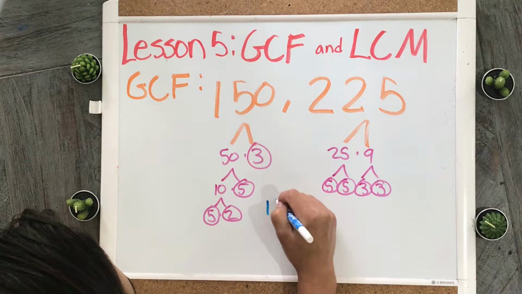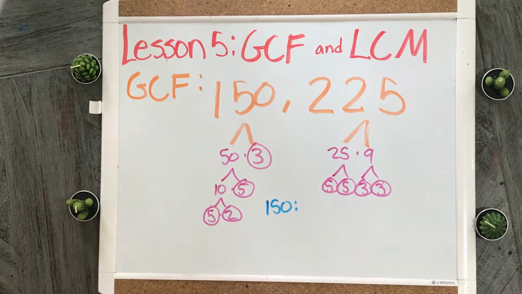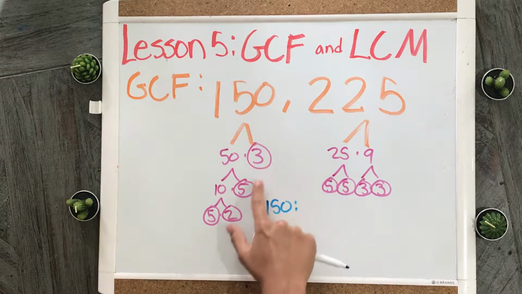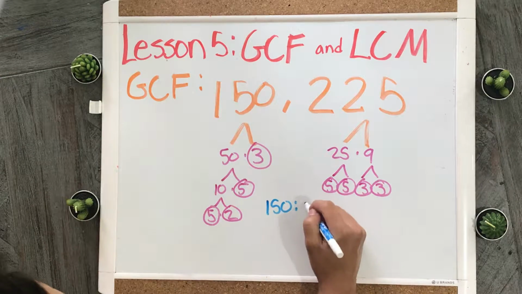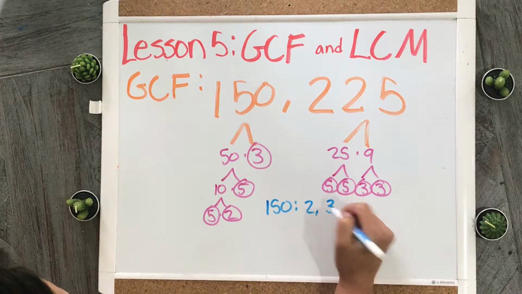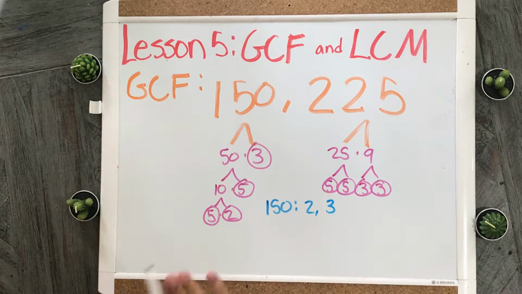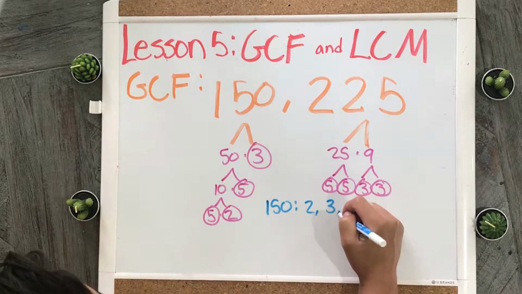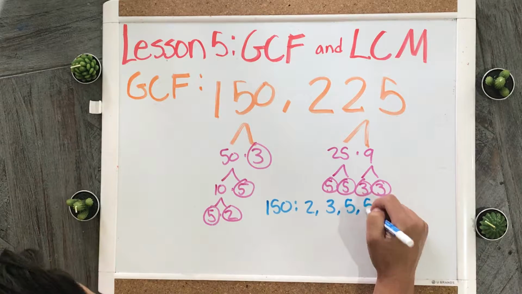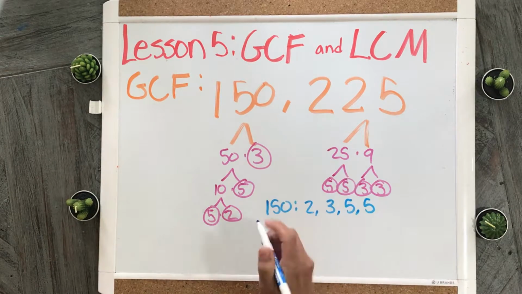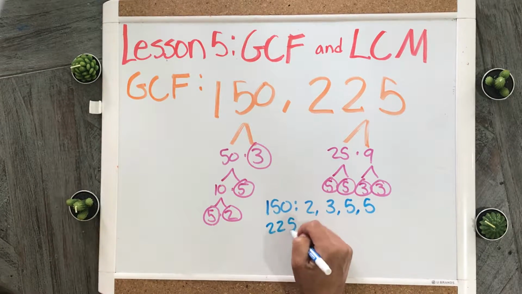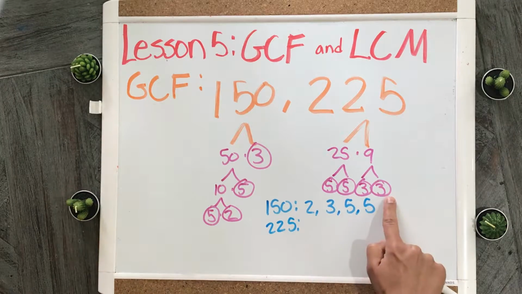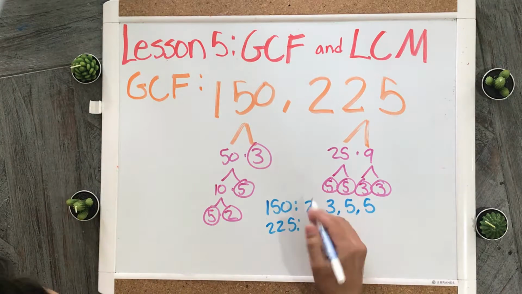For 150, we have in order 2, 5, 3, and 3. I said 2, 5, 3, and 3. My goodness, I meant 2, 3, 5, and 5. You probably caught that. Okay, now for 225, I have 3, 3, 5, and 5.